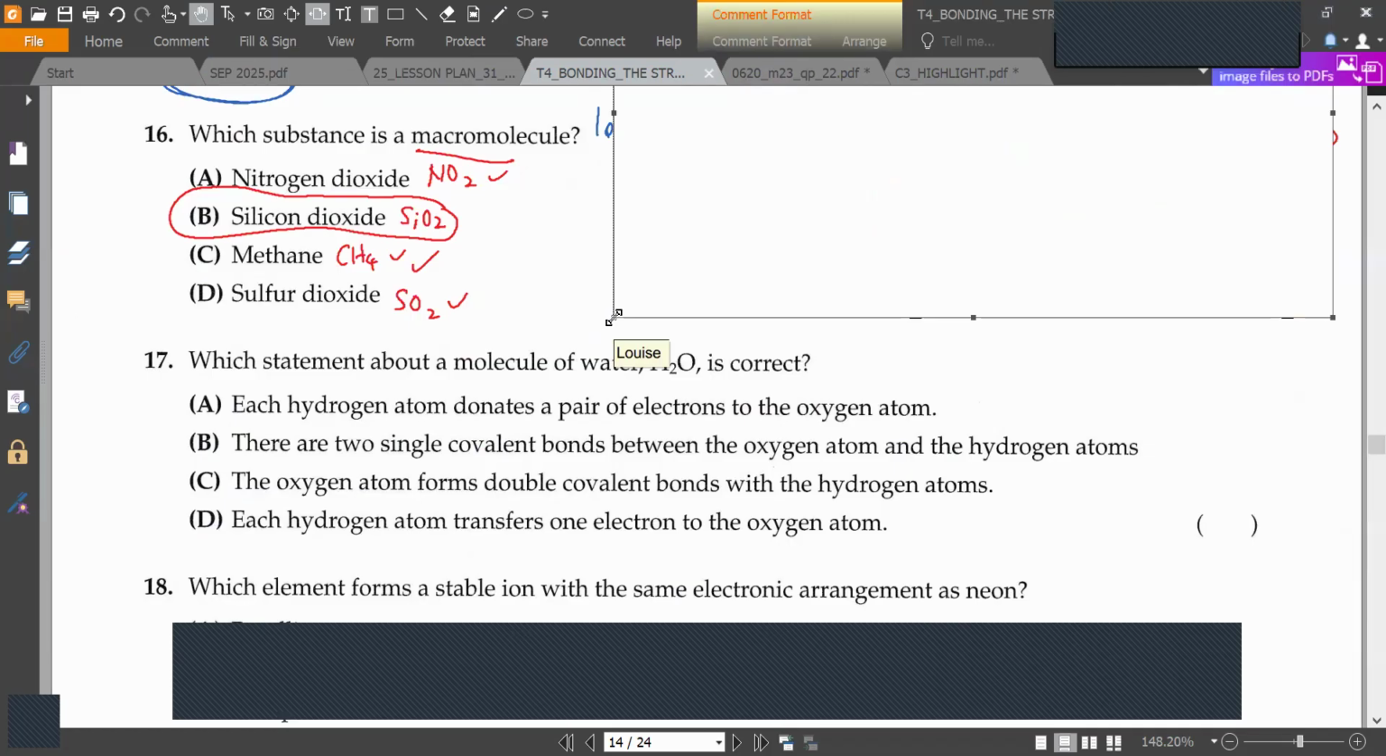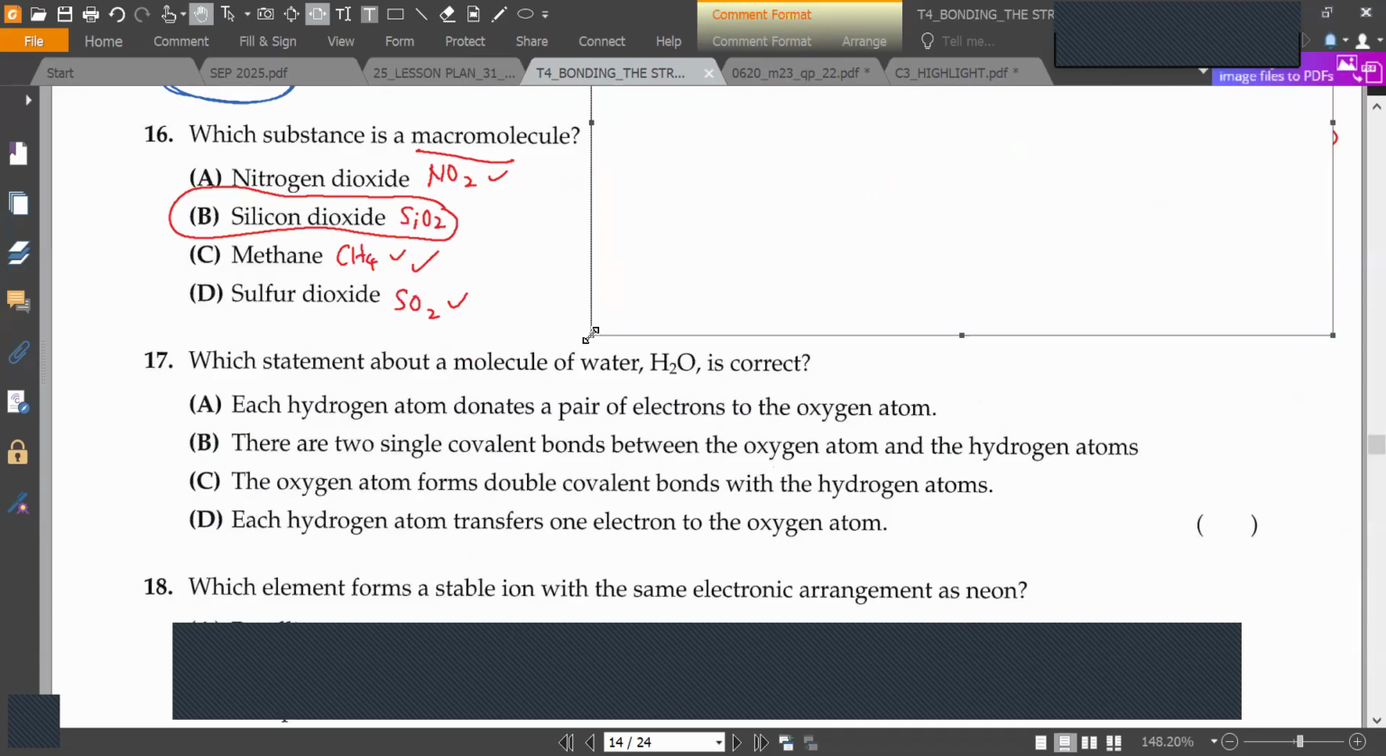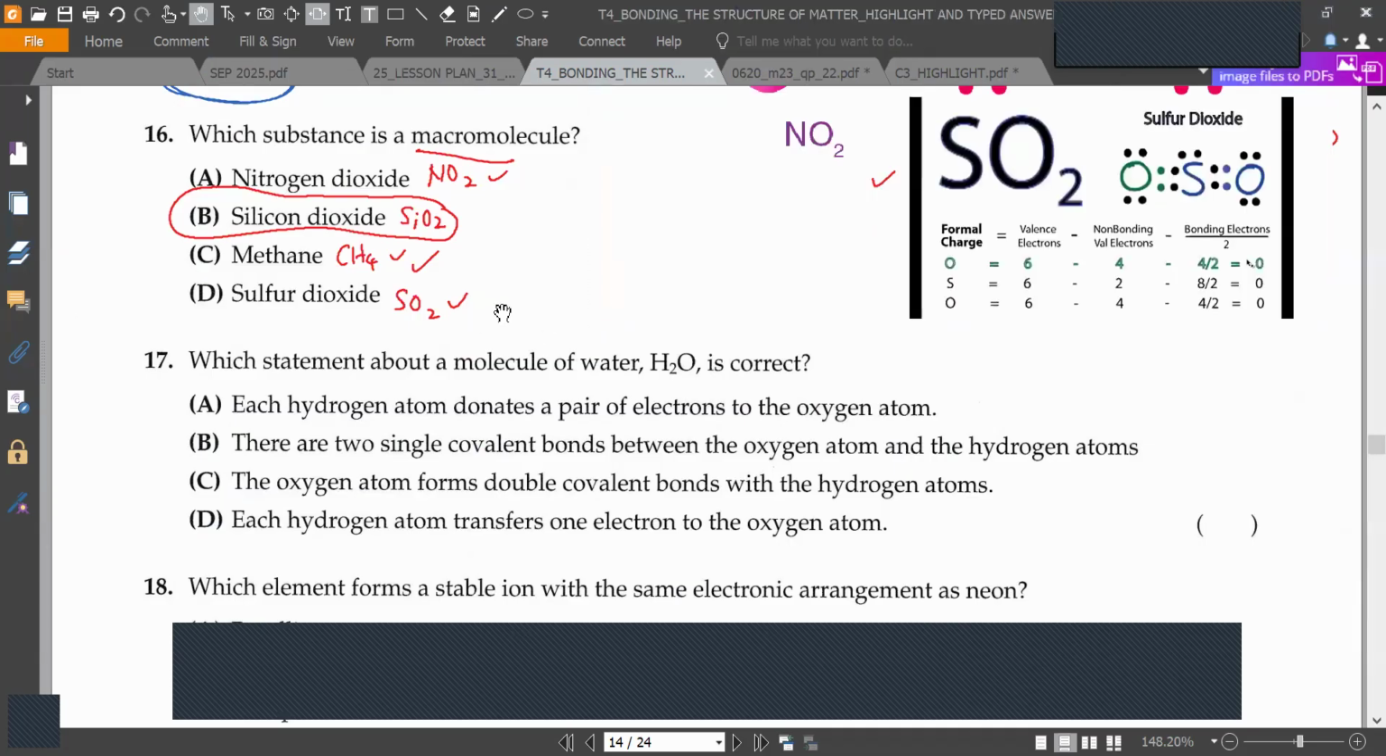Which statement about water molecule is correct? Now water, what is the structure of water? First we start with oxygen. The structure is kind of like this.